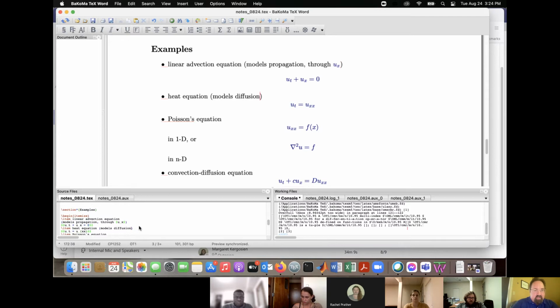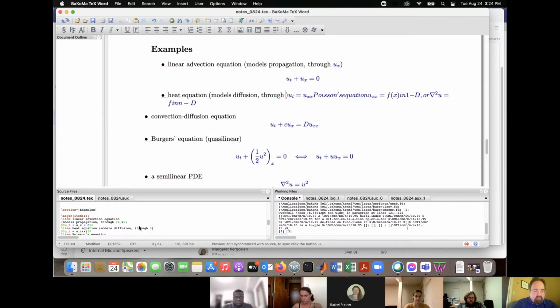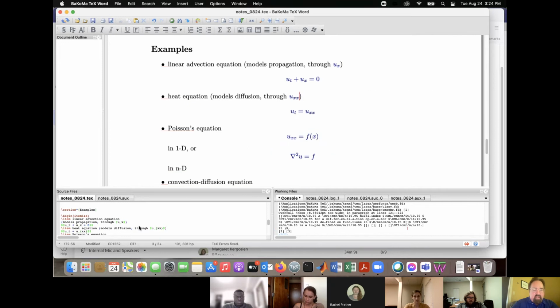Whereas if you see a second derivative term, that's going to describe diffusion. And in contrast to both, if you have a term that simply involves u, not a derivative of u, that's for a reaction term. So we actually have equations that include advection, diffusion, and reaction terms. That we have ux, uxx, and u.